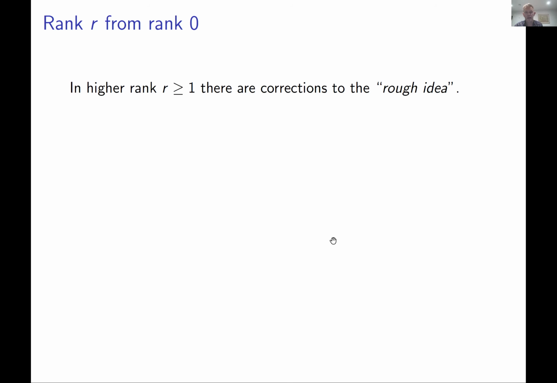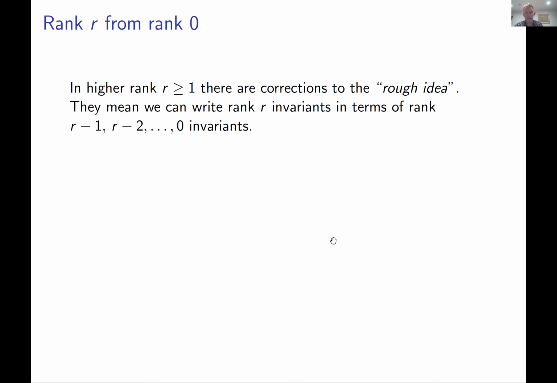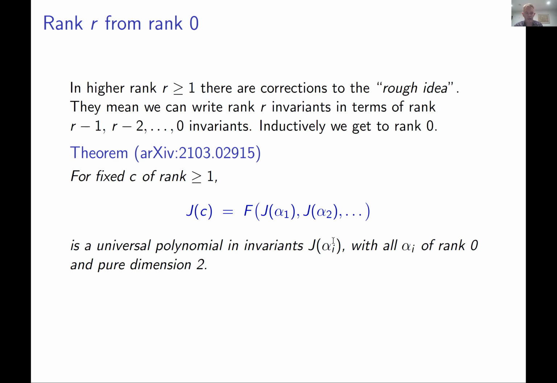Okay, so I kind of explained the rough idea. I've explained wall crossing. Now I want to explain how they come together. So in higher rank, the rough idea doesn't work so nicely. You get corrections. So you end up writing rank R invariants in terms of invariants of rank R-1 and lower. So the wall crossing generates all this kind of shrapnel that comes off, and you have to count that as well. And I'll explain roughly how we do that in a minute. And then inductively, we can apply this again to the rank R-1 and below invariants. And eventually we get down to rank 0.